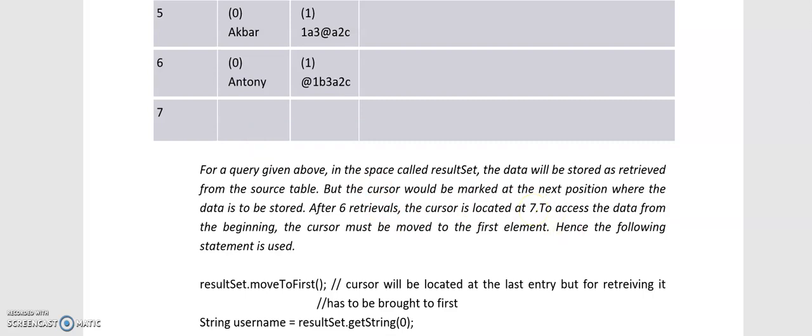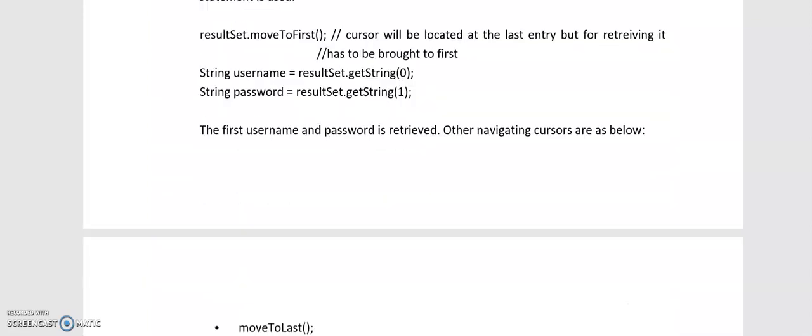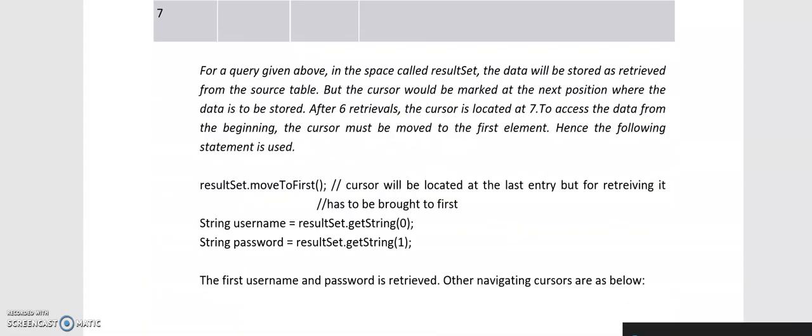So after 6 retrievals, the cursor is located at 7. To access the data from the beginning, if I want to display all the username and password over here, I need to go to this position and get start. So for that, I have to execute a command, move to first. So I'm executing this command, result set move to first, and the cursor will be moved from the last position of the last entry to the first.